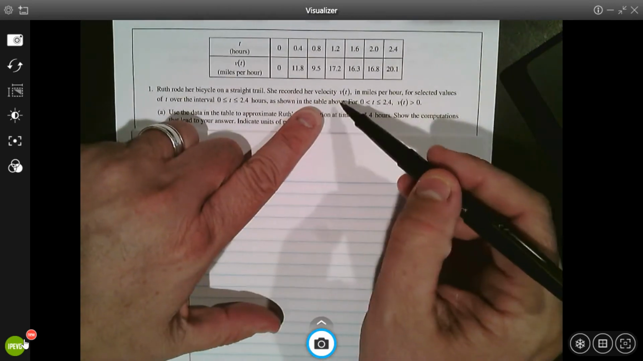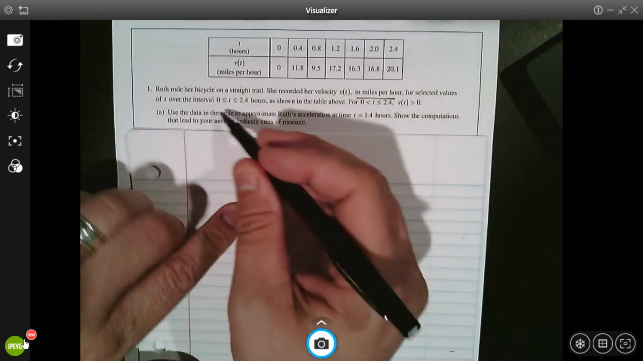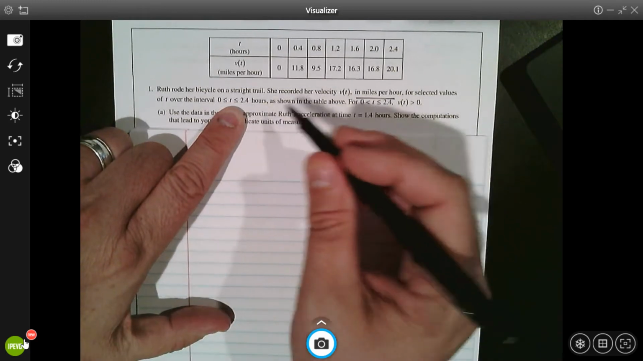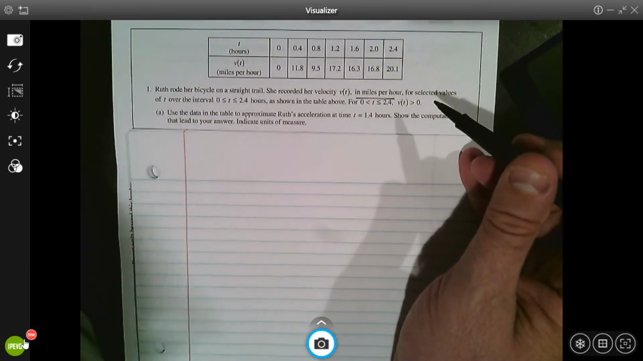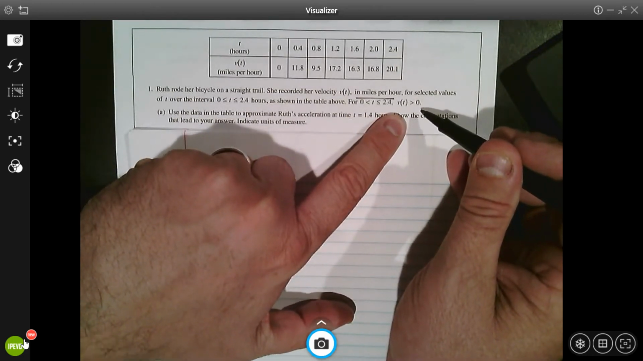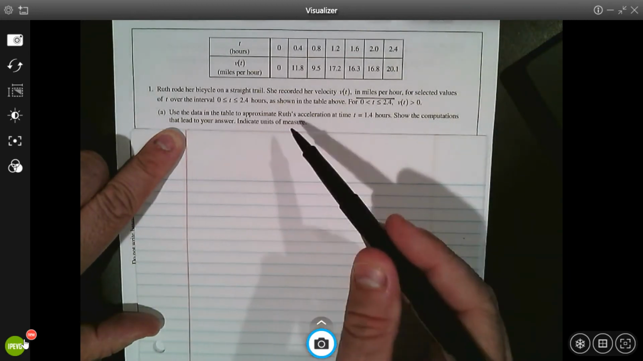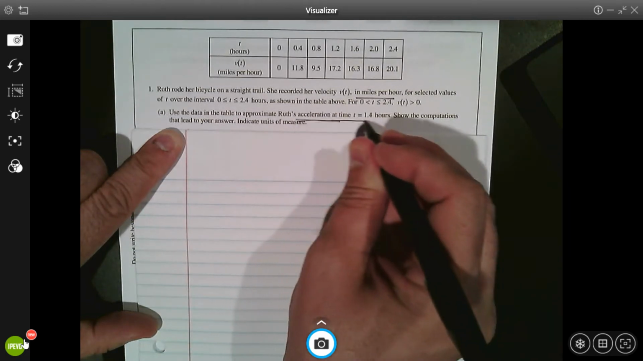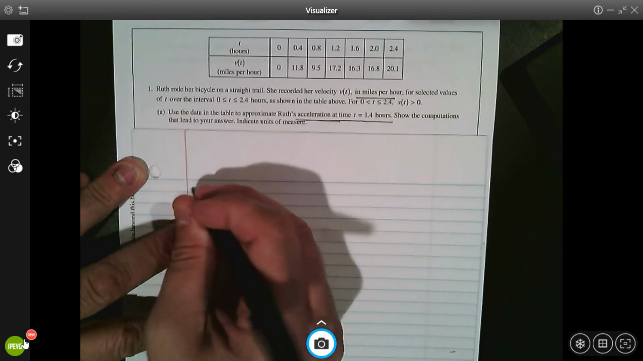She recorded her velocity v of t in miles per hour for selected values of t over the time interval 0 less than or equal to t less than or equal to 2.4 hours, as shown in the table above. Okay, and we're also told that v of t is greater than 0, so she has positive velocity. In part A, we're asked to use the data in the table to approximate Ruth's acceleration at time t equals 1.4 hours and show the computations.